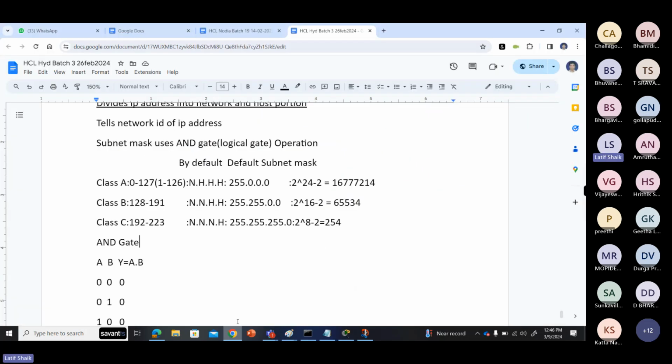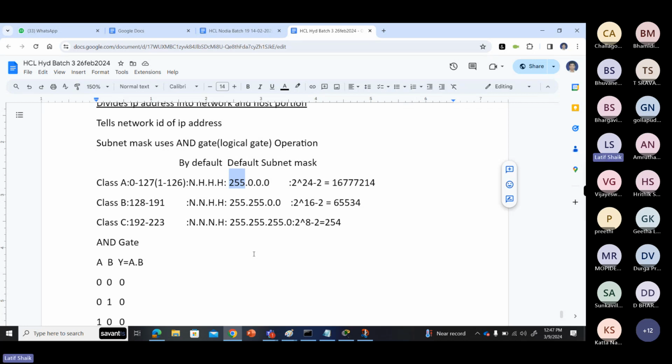So what I'm trying to say is, in the default subnet mask, where the network portion is, there it is 255. In class A, the first portion is the network portion, so 255.0.0.0. Ones represent network, zeros represent host. Just remember these things for now, guys. Class A is 0 to 127. The first portion is the network portion, and the remaining are host portions.